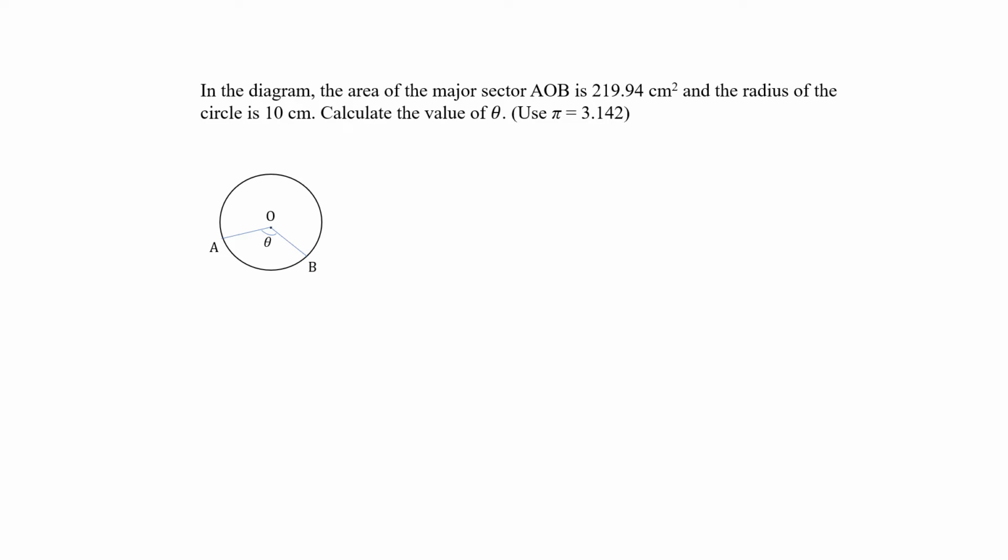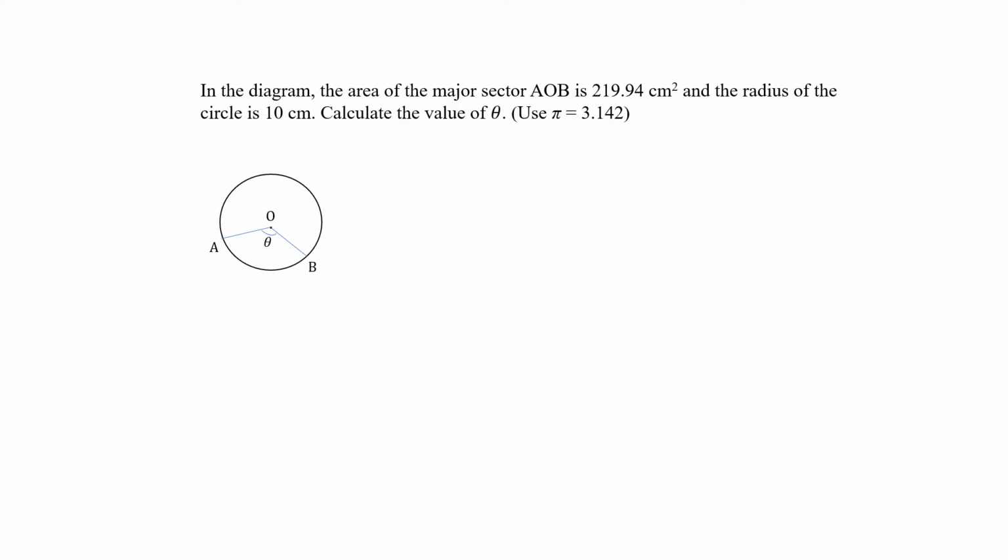Let's see an example question. In the diagram, the area of the major sector AOB is 219.94 and the radius is 10 cm. Calculate the value of theta. So the value of theta is at the minor sector.